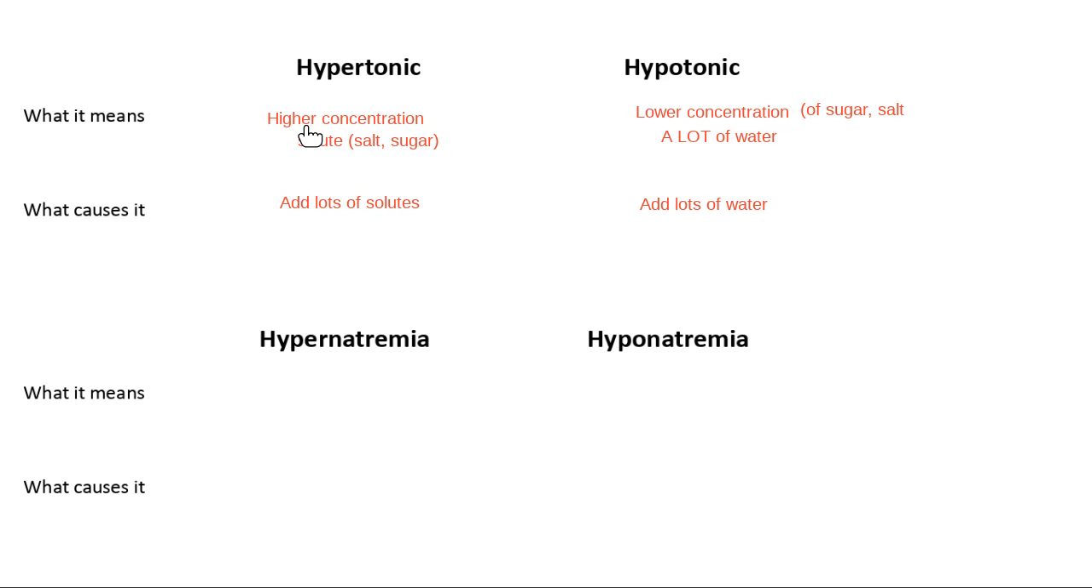If I want something to have a higher concentration, the easiest way to do it is just adding a whole bunch of sugar or adding a whole bunch of salt. That will make it hypertonic.